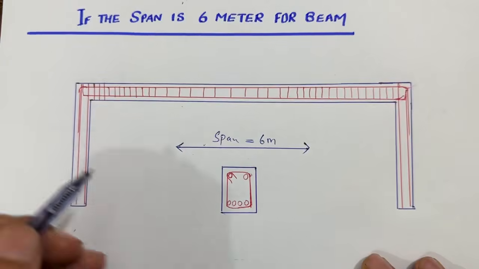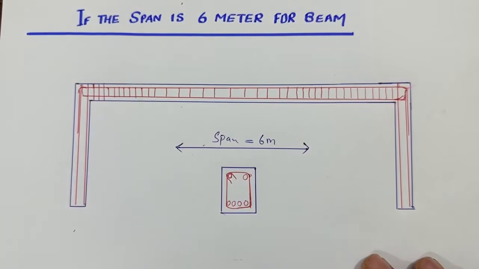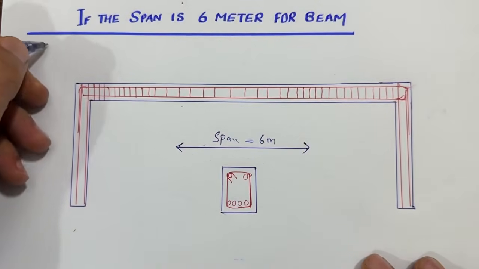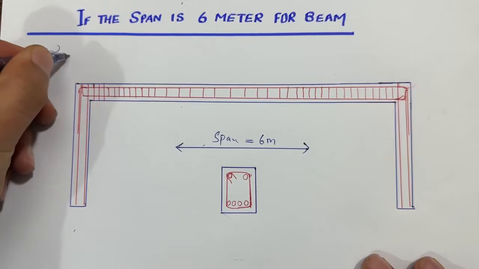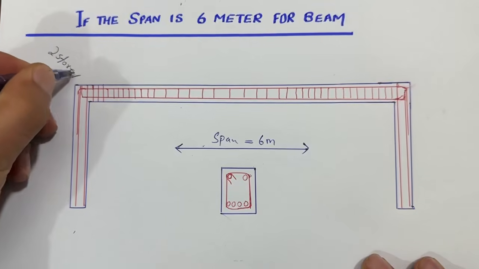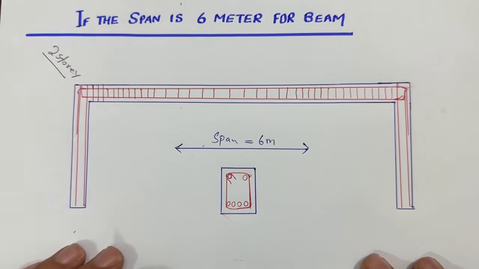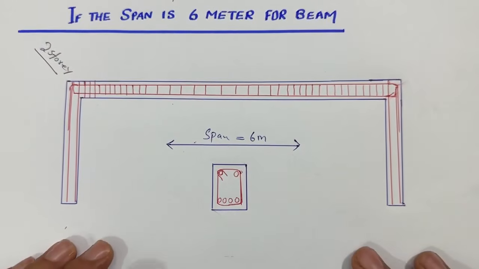If the span is 6 meter and you are going for 2-story, what should be the size of the beam and its steel reinforcement, and also some technical terms.